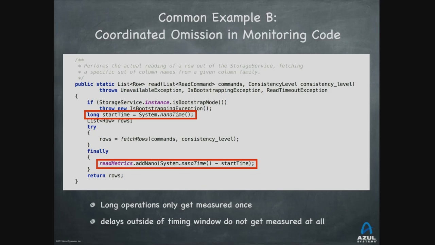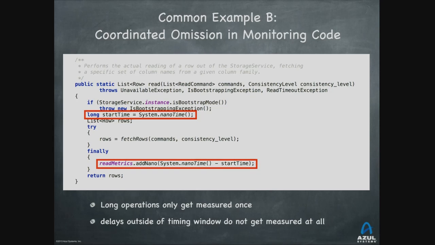But even worse, when you measure inside the server, this doesn't happen from the outside, only inside, you have this other problem where you're measuring part of the system. This, by the way, is a snippet of code from Cassandra and how it reports its read stats. Okay, just to give you a feel for how prevalent this is.